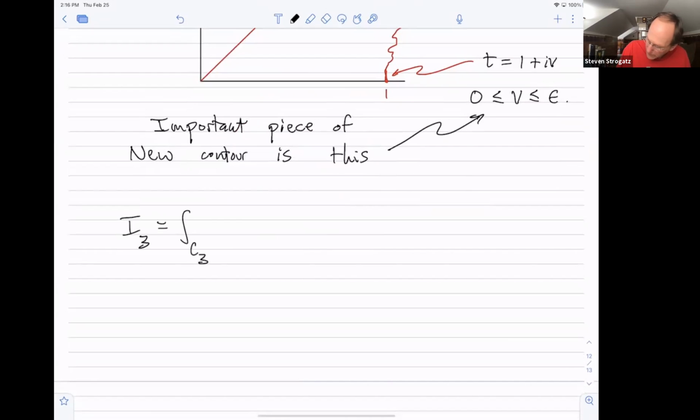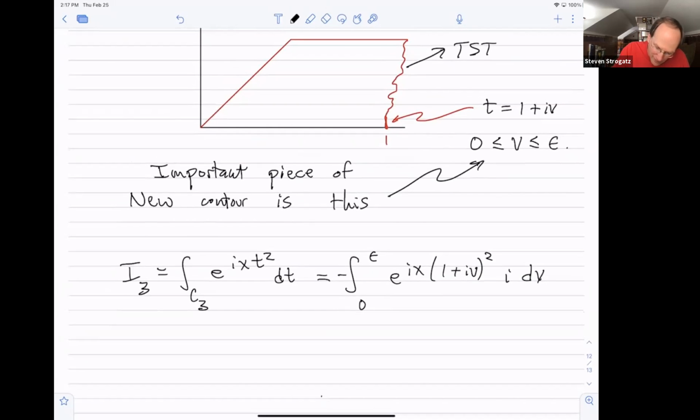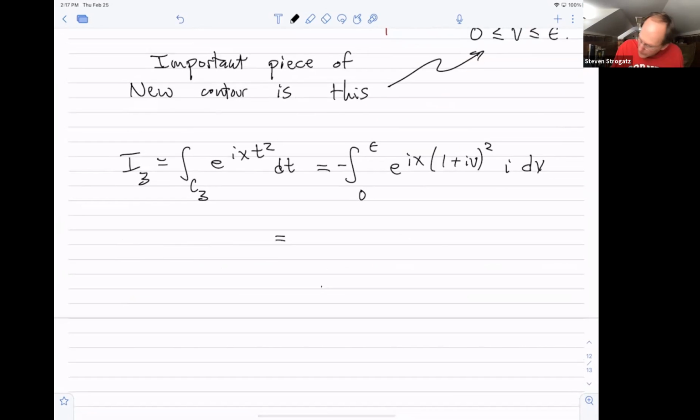I3 is the integral over C3 of e to the ix t squared dt. That was our original notation for the problem we're doing. And now we can just substitute this very convenient 1 plus iv. So let's see what we get here. I have the integral from 0 to epsilon of e to the ix (1 plus iv) all squared i dv. And actually, I should do one little thing, which is that this should have a negative sign in front of it, because remember, I'm going downhill. I'm going down, right? This is coming this way. So we start at epsilon and go down to 0. So it really wants that negative sign there. And, well, let's evaluate this a little bit. So what am I getting?